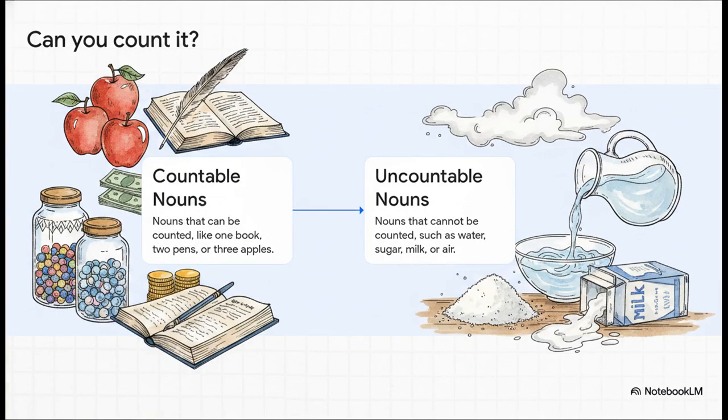Okay, here's a really easy way to sort physical nouns. Just ask yourself, can I count it? If the answer is yes, then boom, it's a countable noun, like 1 book, 2 pens, 3 apples. Easy. But what if you can't? That's an uncountable noun. Take water, for example. You wouldn't say, give me 5 waters, right? You'd say, give me some water. It's the classic difference between asking how many for countable things and how much for uncountable things.